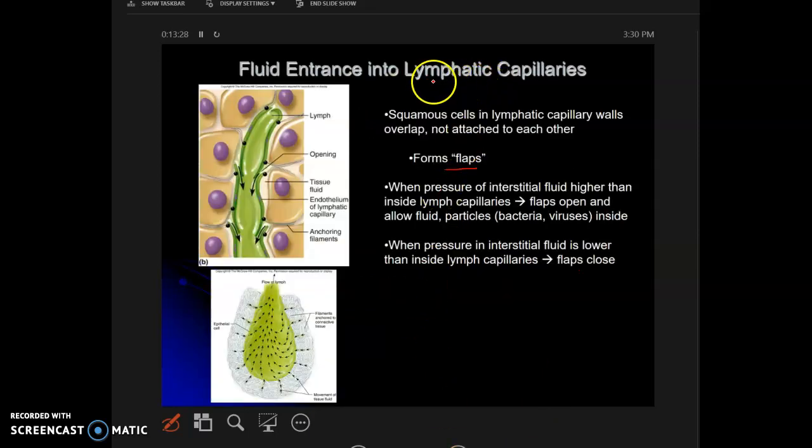How does the lymph enter the capillaries? The lymph capillaries are very similar to blood capillaries. They are made up of a single layer of simple squamous cells. But look at the cells. They overlap each other, forming what? Flaps. So whenever there's high pressure outside this blindly ending lymph capillary, why? Because there's accumulation of tissue fluid. These flaps will be forced open and the lymph is going to do what? Enter into the capillaries. All right.